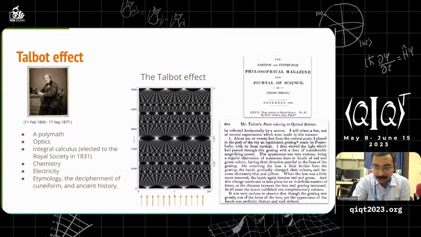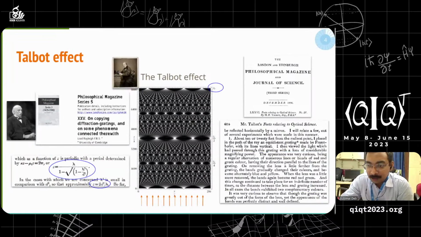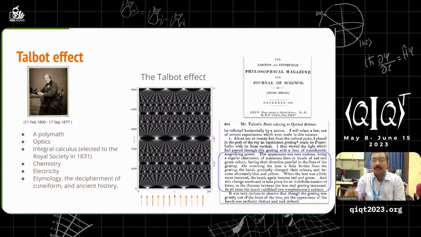And that is very nicely given in this paragraph. This is an excerpt from his paper. The citation is given on top. And he says that what he observed through the lens, he said that the appearance was very curious, being a regular alteration of numerous lines or bands of red and green color having the direction parallel to the lines of the grating. So he was seeing the image of the grating in different wavelengths as he moved the lens away.